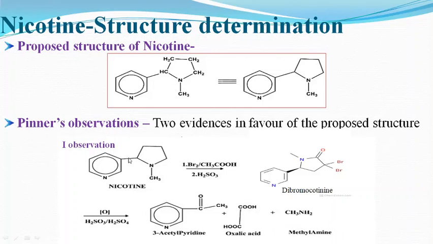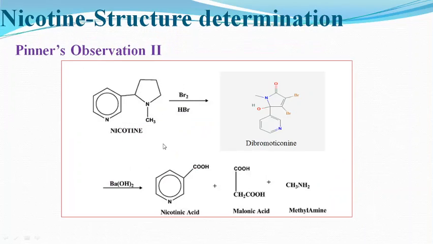As you can see, the cleavage takes place from here. It converts into 3-acetylpyridine. Here methylamine is formed, and finally this degrades from here, converting into oxalic acid. Next, the second observation of Pinner, a series of chemical reactions, is as follows. We have again taken the proposed structure of nicotine, which justifies the degradation products of Pinner.